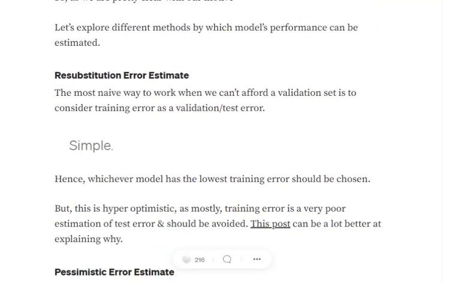First of all, the resubstitution error estimate. The resubstitution error estimate is very simple and very naive. It states that if you don't have any validation data set, assume that your training error is the validation error. It's very naive, as I told you, and it has many loopholes, but it's still one of the basic methods when you don't have a validation data set. It's hyper optimistic, because training error is a very poor estimate of test error, since on training your model has already seen the data. But yes, if you don't have a validation data set, a resubstitution error estimate can be your go-to method initially.